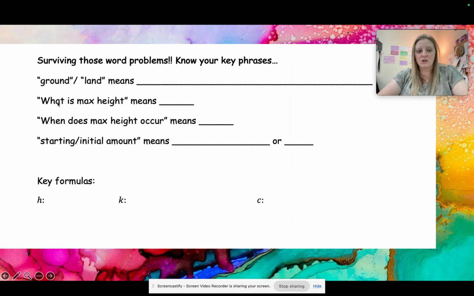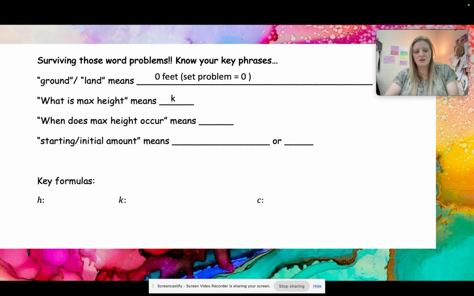If they are asking how long something's in the air, or when it hits the ground, when will it land, something along those lines, you want to set the problem equal to 0. So that's a big indicator right there. If the problem asks for max, if you just see the word max at all, that means it's either H or K. If it's a what question, they want K. If you see the word max and it's a when question, or they're like how long until, that means H. So if they're looking for a time that the max occurs, that's H. If they want to know what the max height is, that's K.